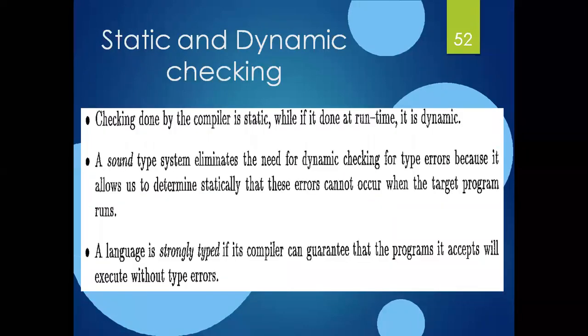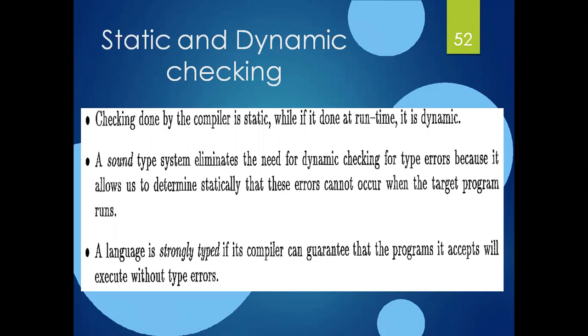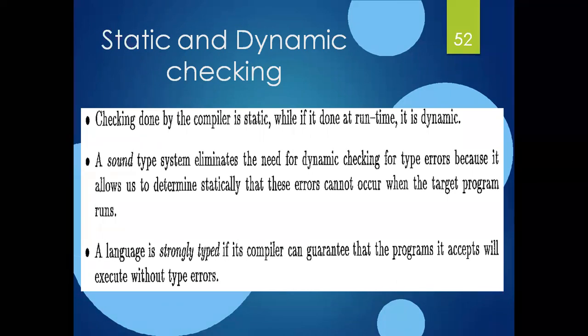And what static and dynamic checking is, you need to know when to perform the static checks and when to perform the dynamic checks. Checking done by the compiler is static, and checking done at runtime is dynamic. Make a note of this. That means at the place of compilation, we can easily find out the errors, right?